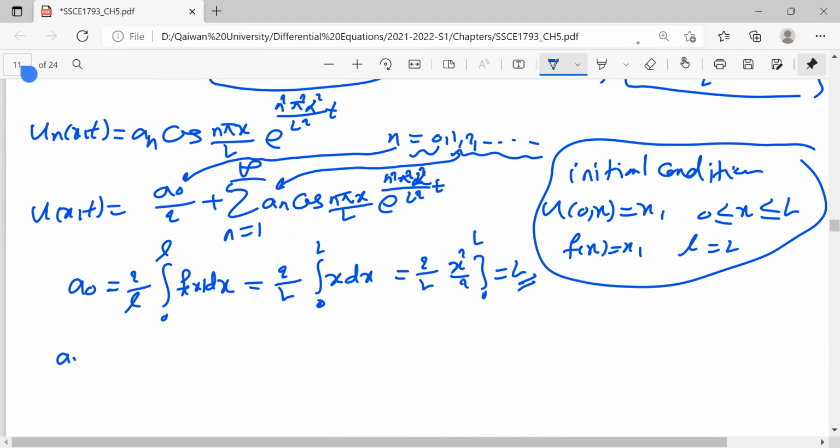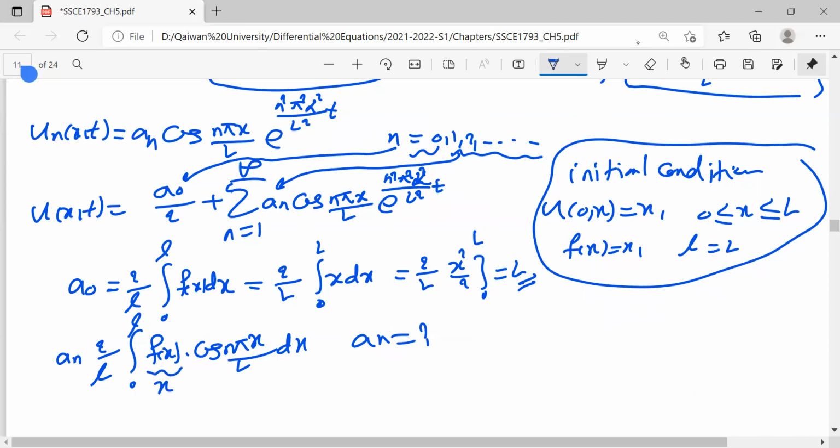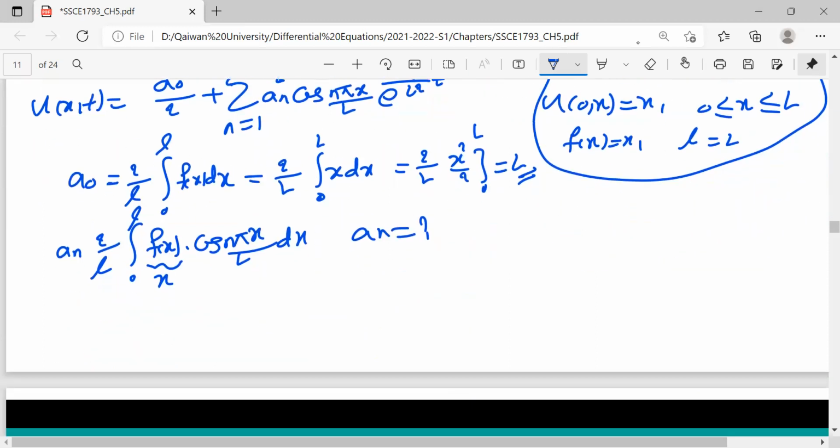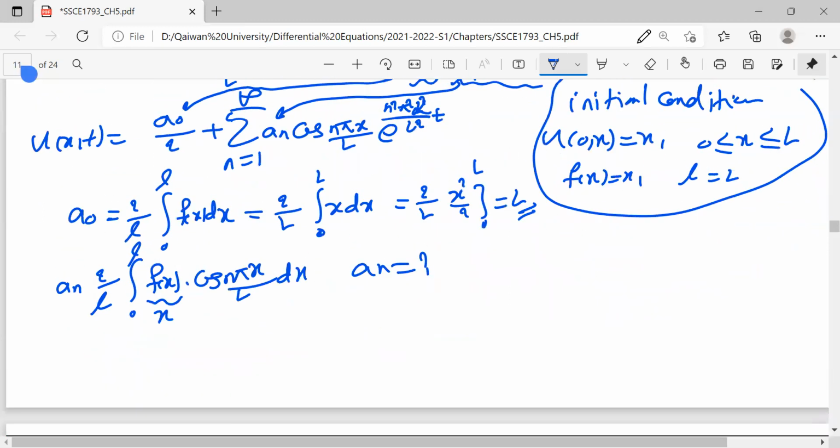And a_n is 2 over L, the integration from 0 to L of f of x times cosine n pi x over L dx. Here we need to find this. A_n equals to what? Find it by ourselves. Okay, just find this integration. F of x is x multiplying by cosine n pi x over L. Use integration by parts and you'll get the result. And then input a naught and a_n. Let's name this to be star.